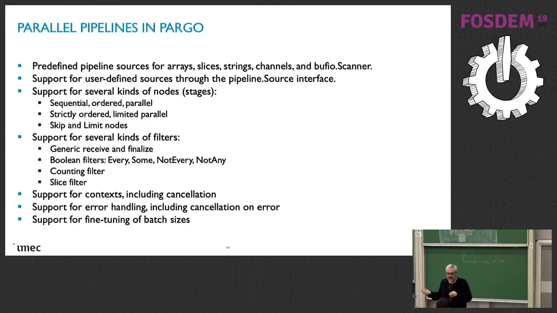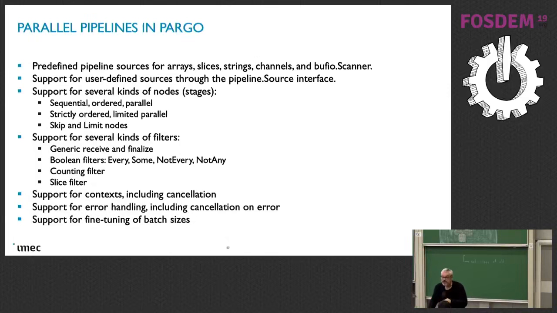You have support for several kinds of filters, so generic receive and finalize, Boolean filters, where you can ask to only run as long as every package fulfills a certain condition. You have counting filters, just counting how many elements you see, and you have slice filters for producing result slices. We also support contexts with cancellation, Go-style error handling, and fine-tuning of batch sizes so we can really tweak the performance.